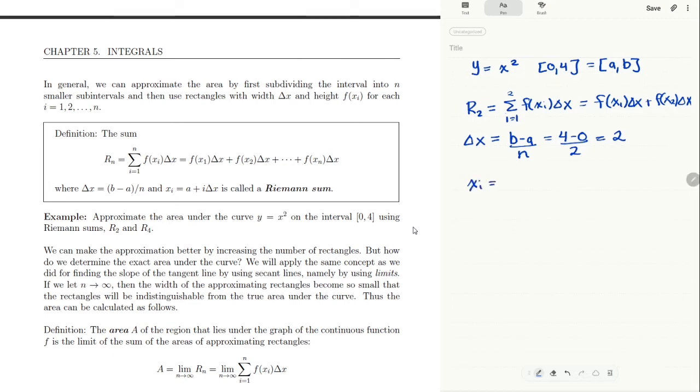Next, we can calculate the x-coordinates of each of the endpoints. That's given by a plus i times delta x. We know that a is equal to 0, and we just calculated delta x to be 2. And so this tells us that x sub i is given by the formula 2i.